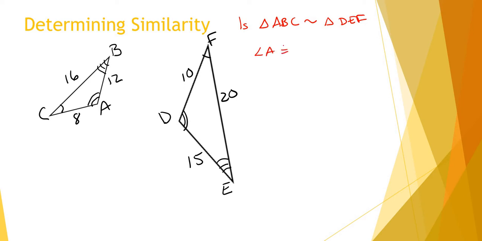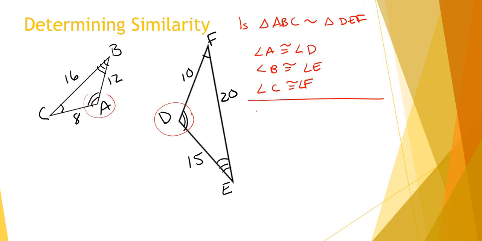Is angle A congruent to angle D? So let's look. Angle A is congruent to D. Yes. Is angle B congruent to angle E? Yes. And is angle C congruent to angle F? And that's true as well. So my angles are all congruent. Now let's look at the ratio of the sides.